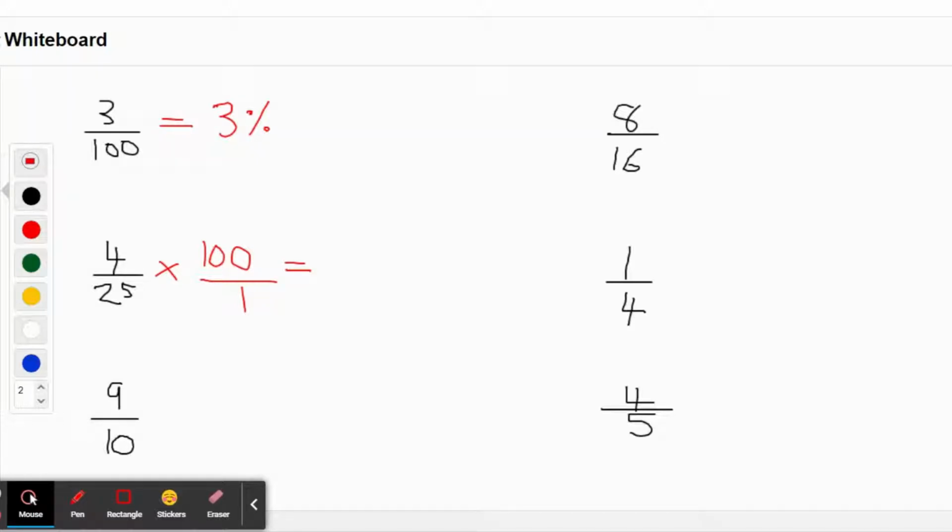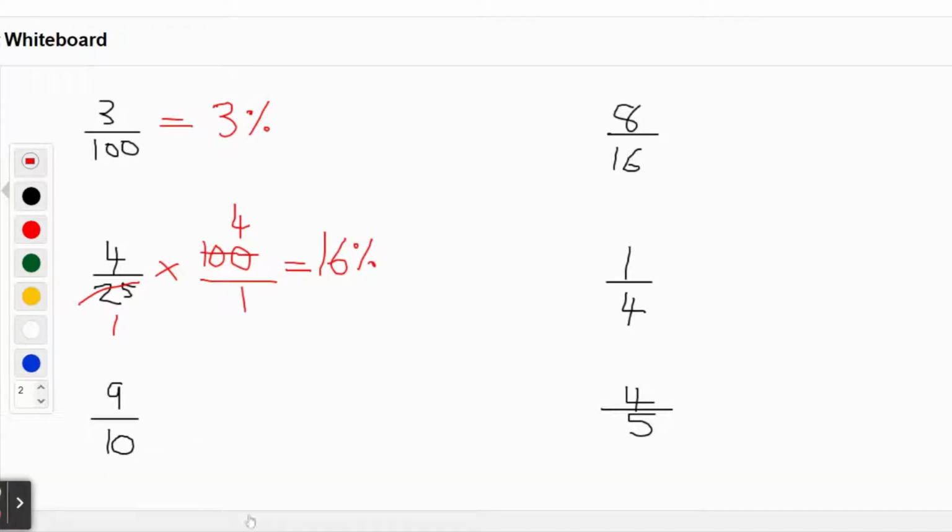So we're going to say, how many times can 25 go into 25? We're going to cross it and put 1. And then how many times can 25 go into 100? Which will give us 4 times. Alright. Then we can go ahead and multiply. So 4 times 4 is 16.